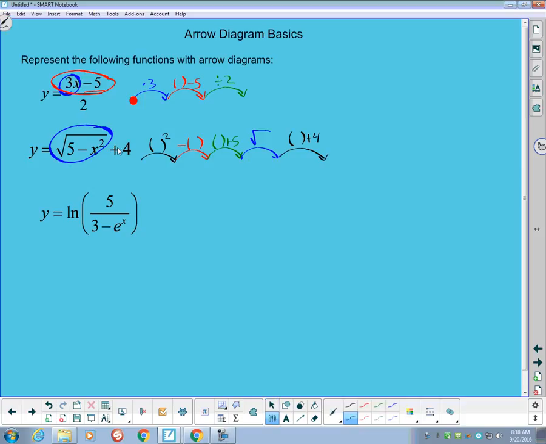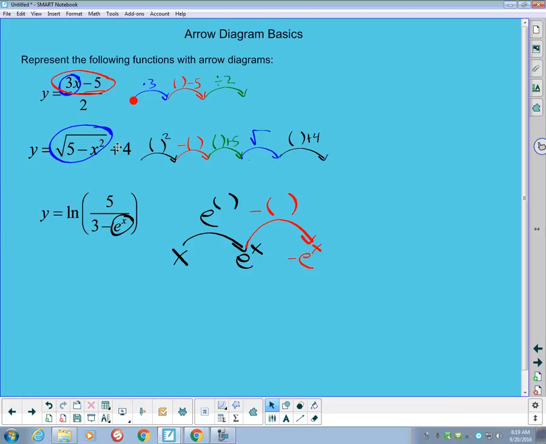Again, we start with the x. The first thing that happens with the x is it gets stuck in the exponent of e, and this creates an e to the x. There we see the e to the x part there. We need our sign change again, like we did before. It creates a negative e to the x, and so now we have this much of it.